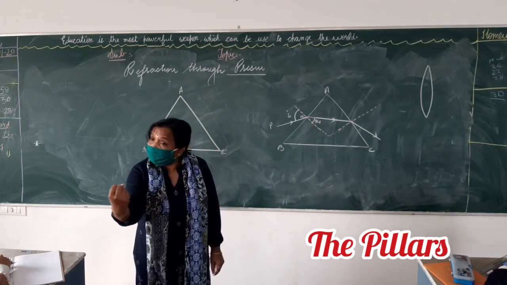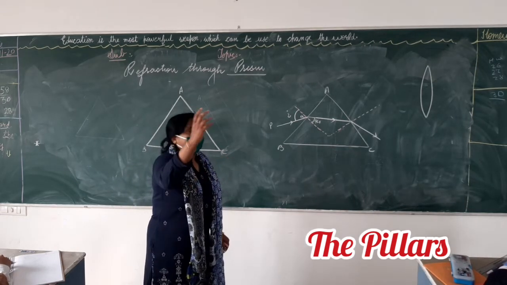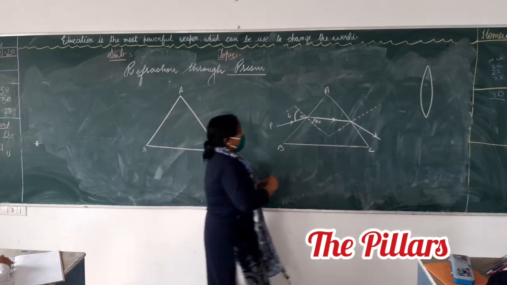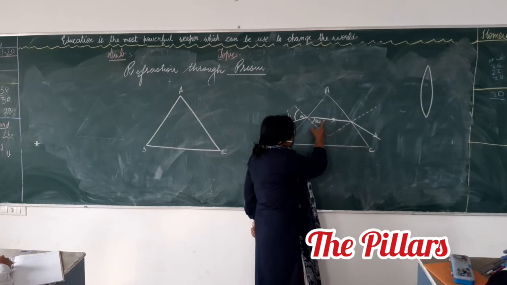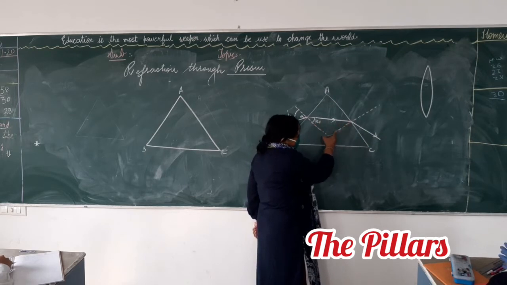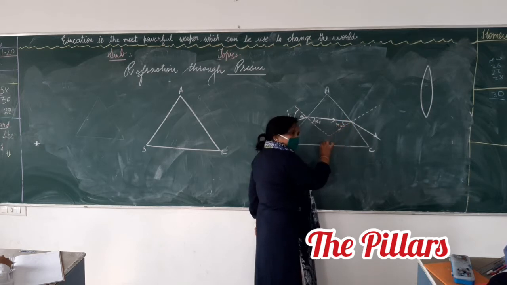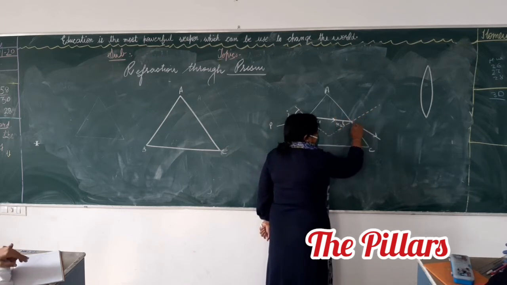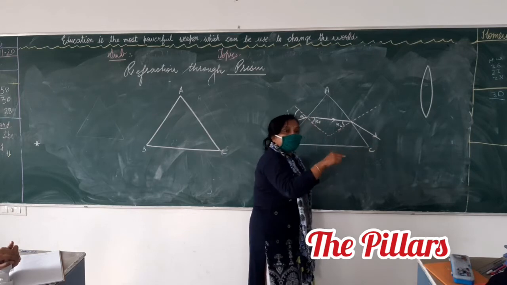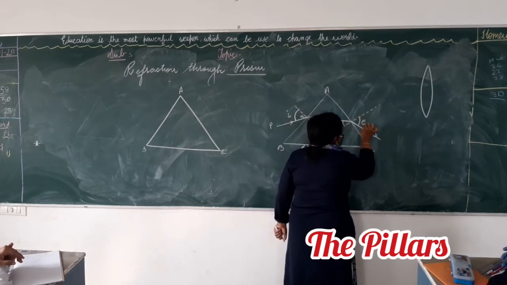This is what I told you. Now, see, for this interface AC, this is the incident ray. This is the normal. What is this angle? Angle of incidence. So let it be R2. For this interface, this is the normal. This is the emergent ray. Finally, the ray is coming out of the prism. Then, angle of emergence.